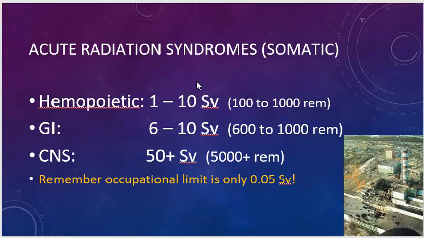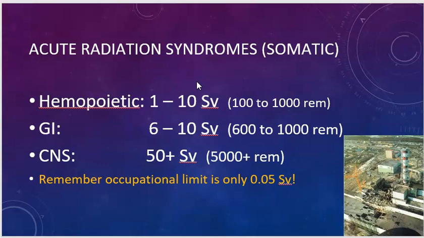And then CNS. This is a dose of radiation that's high enough to give people seizures, and this takes about 50 plus sieverts, which is 5,000 rem. And that's typically going to be fatal. People that get this dose of radiation, it's possible for them to live provided they get to a hospital.